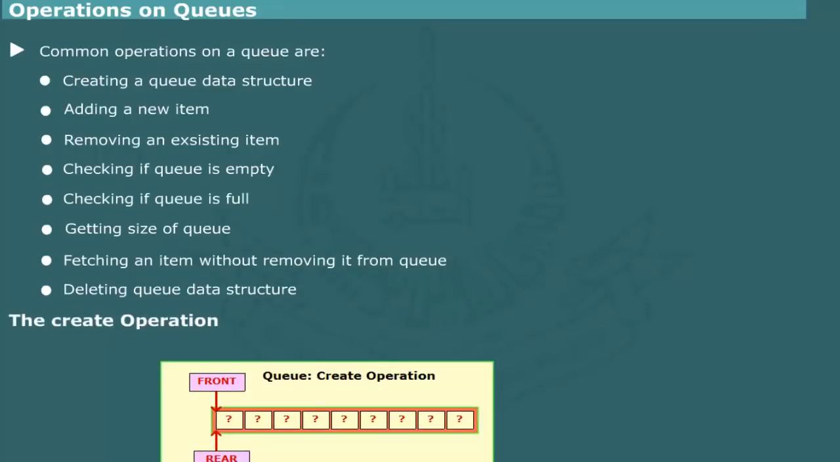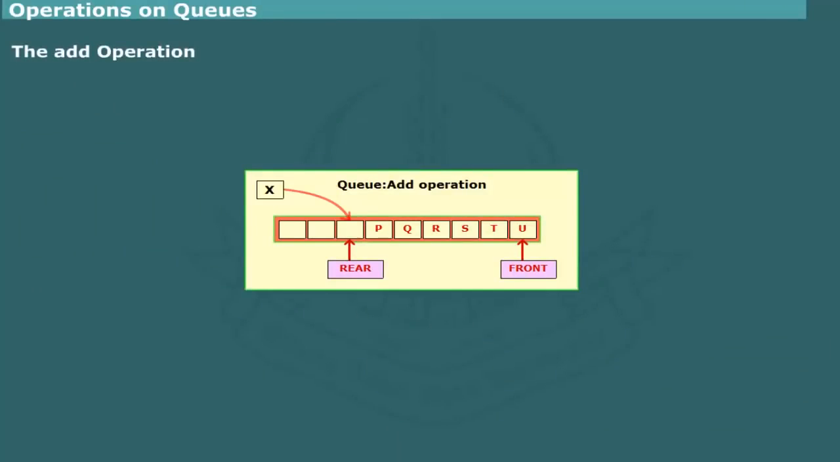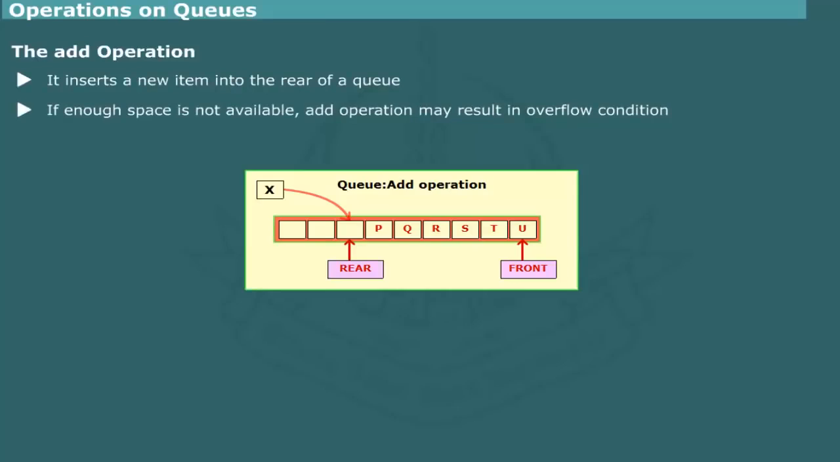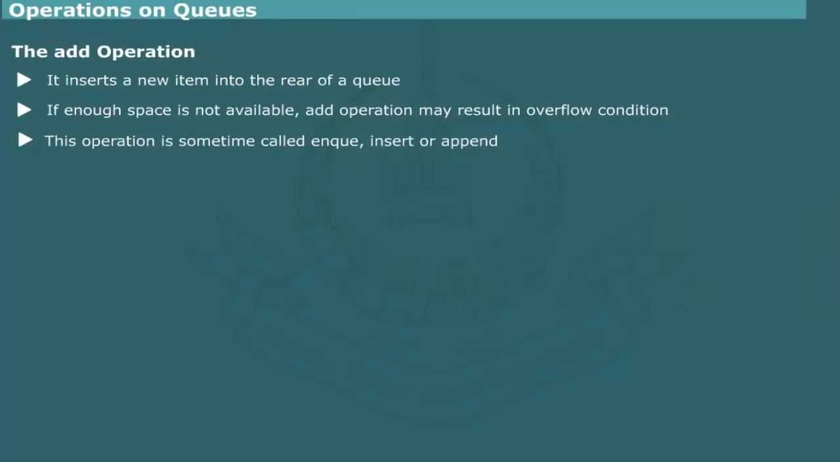Creation of queue is always the first operation in any application. This step simply creates an empty queue. The add operation inserts a new item into the rear of a queue. If the space allocated for the queue is already utilized, this results in overflow condition. The add operation is also called enqueue, insert, or append.